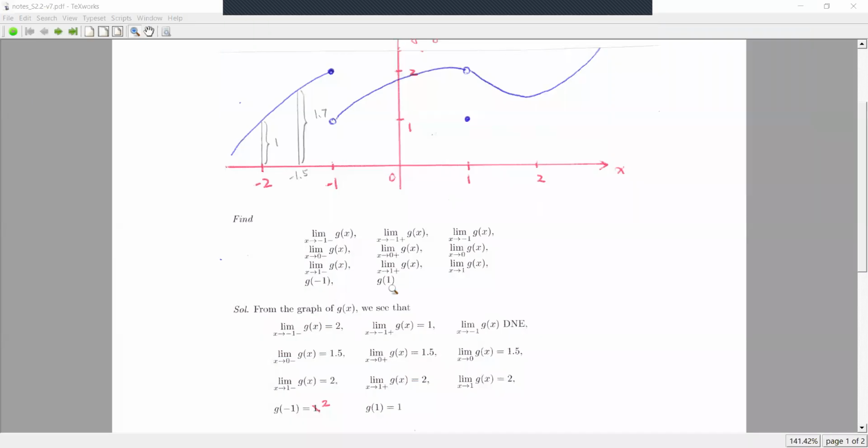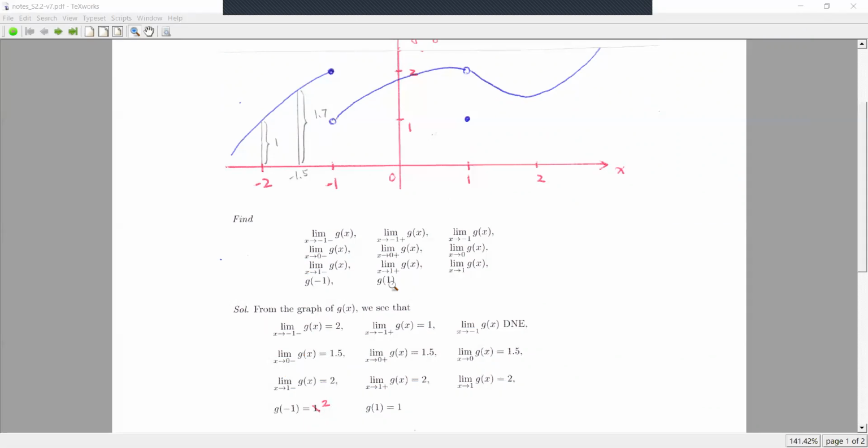The final two questions. What is the function value at -1? What is the function value at 1? At -1, the graph has a solid point here. A solid point is part of the graph. So at -1, the function value is the height of this solid point. It is 2. So the function value at -1 is 2.